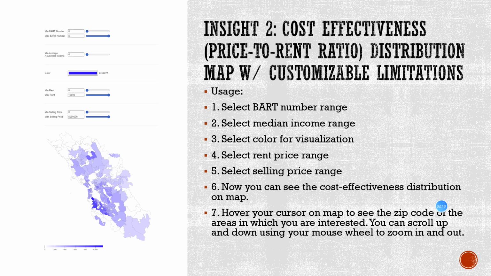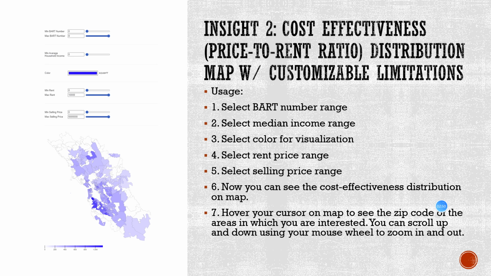And the color here represents the cost effectiveness. The cost effectiveness here is calculated by dividing the selling price by the rent price. Because I have an assumption here: with the same rent, the higher the selling price is, the better quality you might have in a specific area.